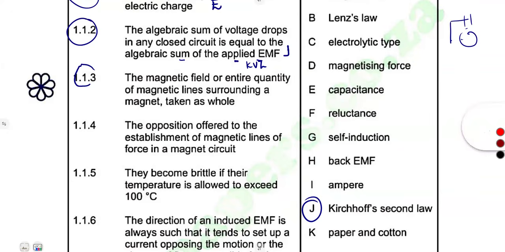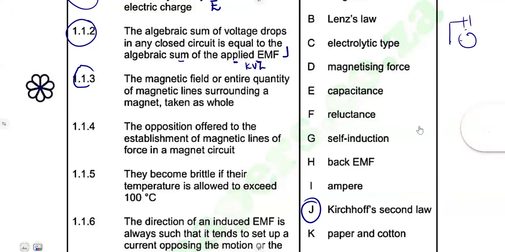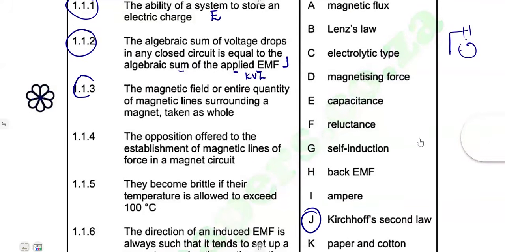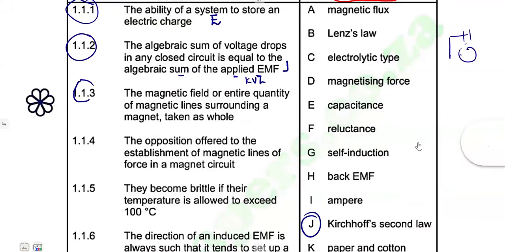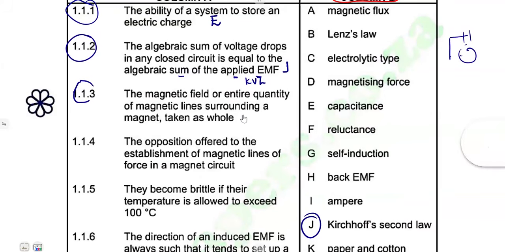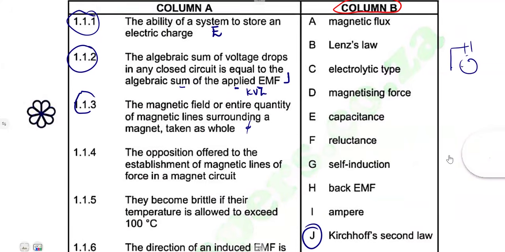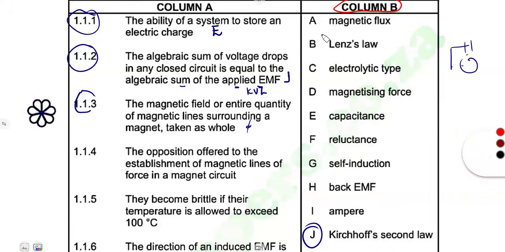1.13, the magnetic field, or entire quantity of magnetic lines surrounding a magnet taken as a whole, what does that represent? That's the magnetic flux. The magnetic what? Flux. And we have that one. Yes, we have it. Magnetic flux on what? On A here. This is our magnetic flux.